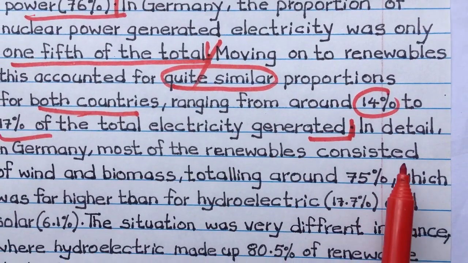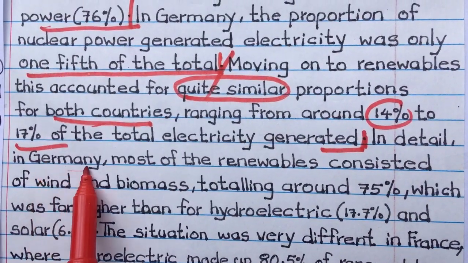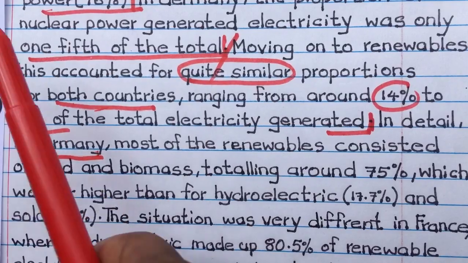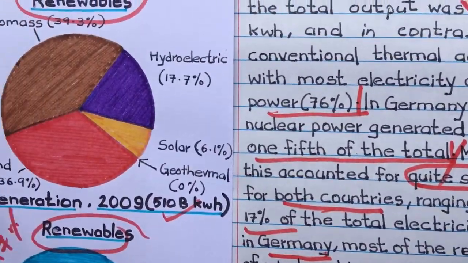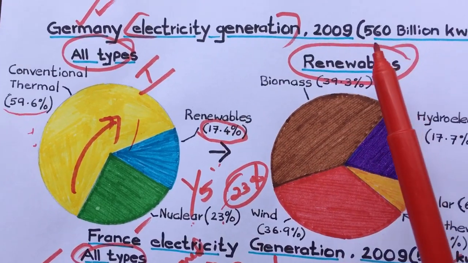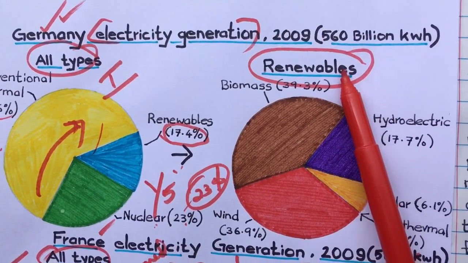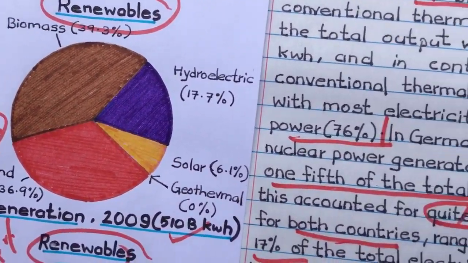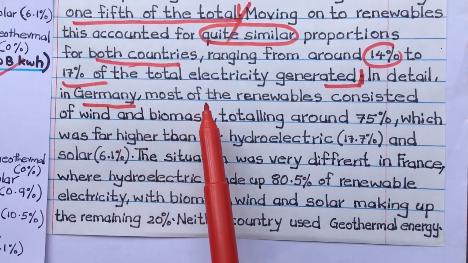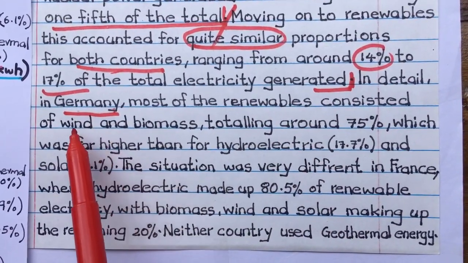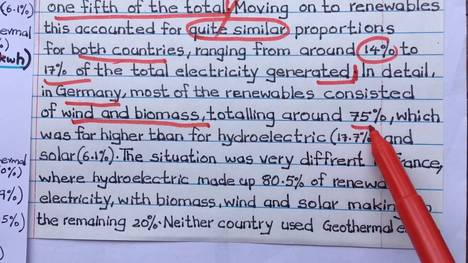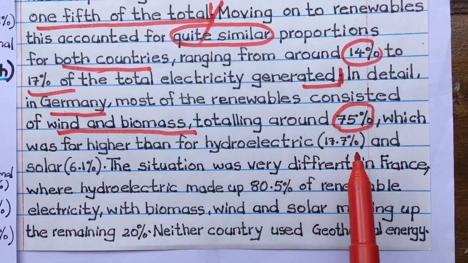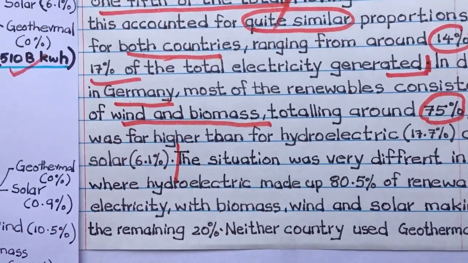You got it? In detail, in Germany, most of the renewables consist of... Actually, there is a confusion over here, because in all types there is also renewables. There is a separate section for renewable. Okay, keep in mind, renewable is here and also here. In detail, in Germany, most of the renewables consist of wind and biomass, totaling around 75%, which was higher than for hydroelectric and solar. Okay, let's move to the diagram, then you will understand clearly.